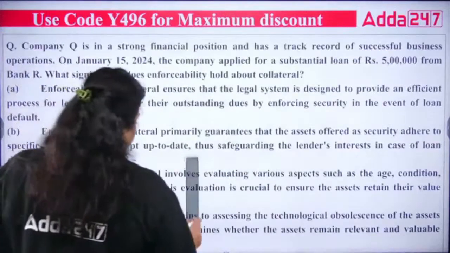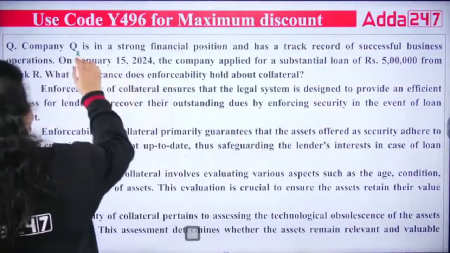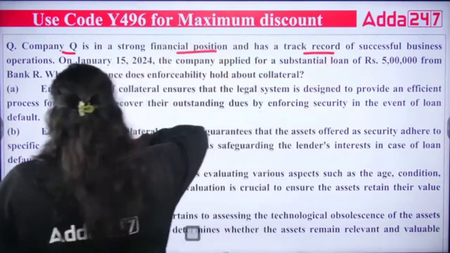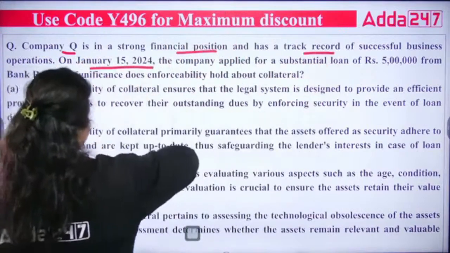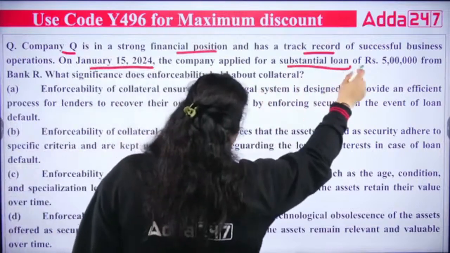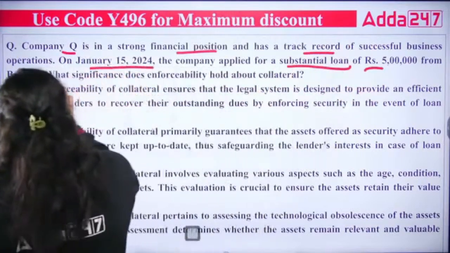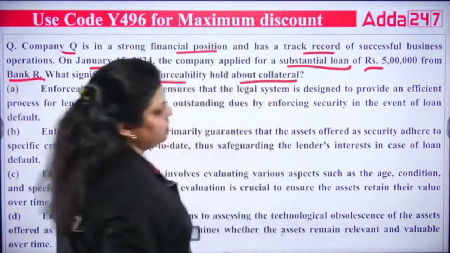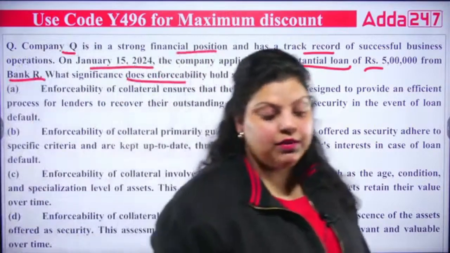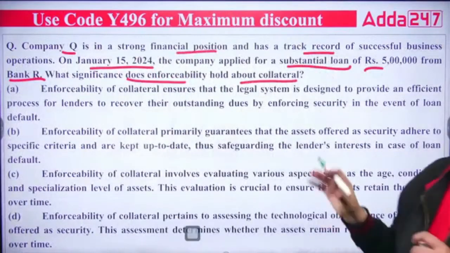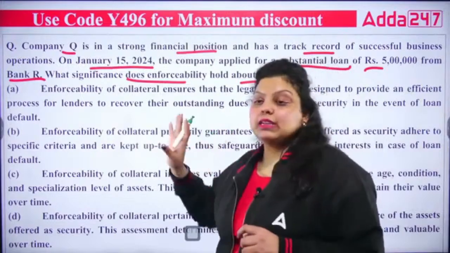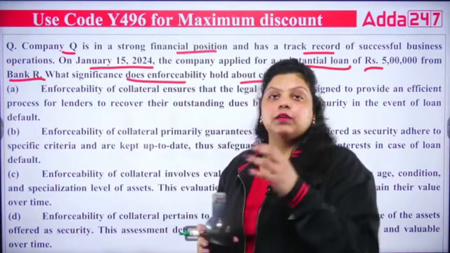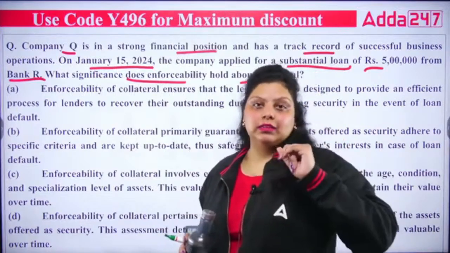Next question. Company Q is in a strong financial position and has a track record of successful business operation. On January 15, 2024, the company applied for a substantial loan of rupees 5 lakh from Bank R. What significance does enforceability hold about collateral? So they have given you a certain situation. This is a case study question. In a case study question, they will create a certain kind of current situation in front of you, like this. If this happens in your bank, what should be your decision in that condition?